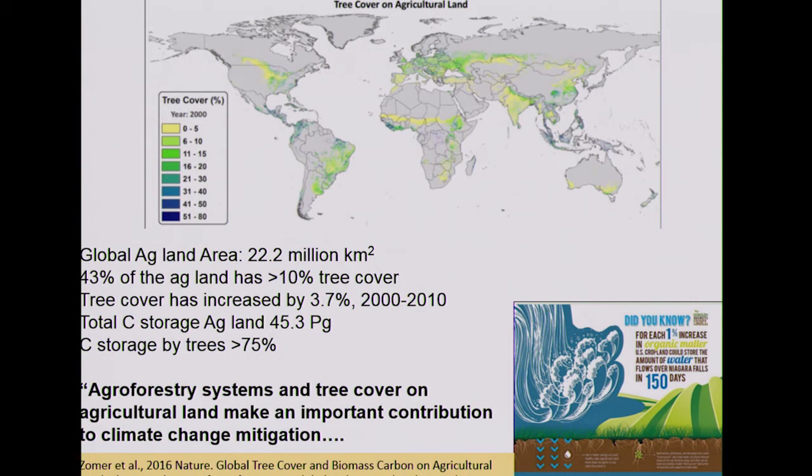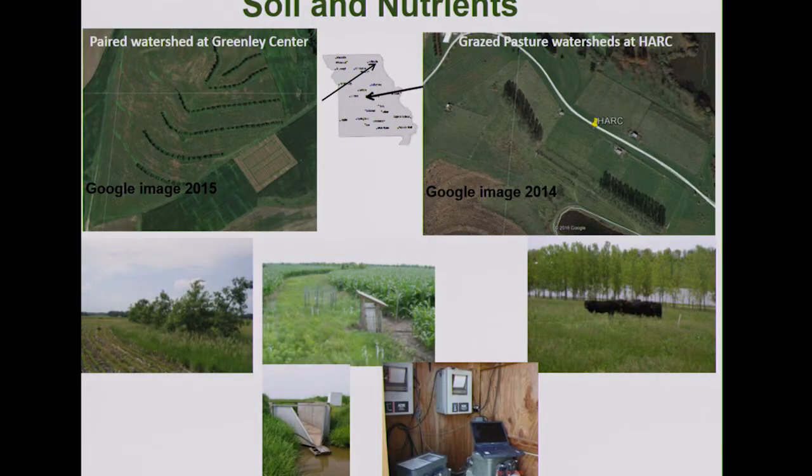And because of the trees, the contribution of carbon by trees was greater than 75%. During the last 10 years, 2000 to 2010, tree cover in ag land has increased by 3.7%. That shows the potential of agroforestry for improving soil carbon throughout the world. Now we know carbon can be increased by agroforestry.